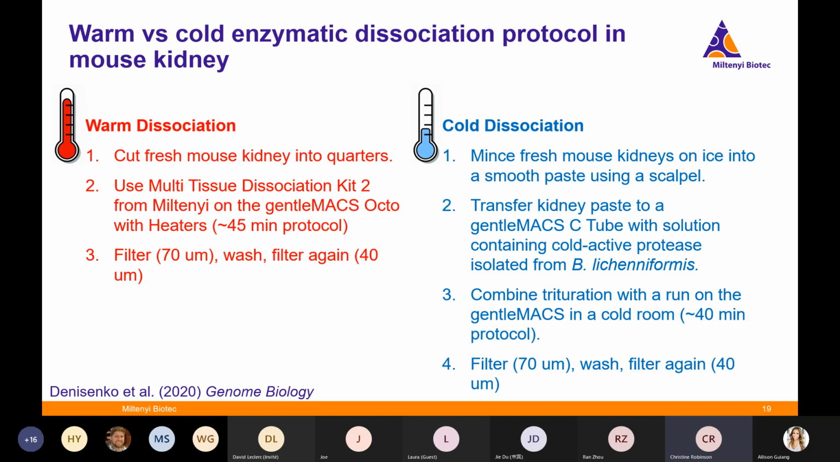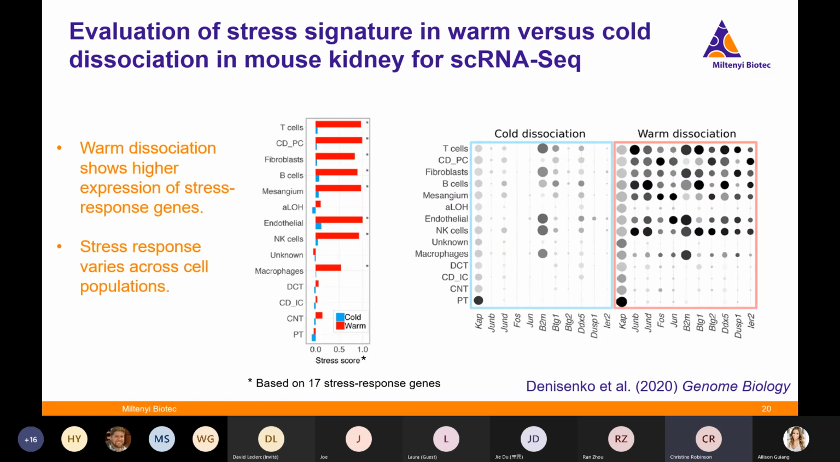So on the next slide, we can see that a longer protocol and potentially lower cell yield might be a fair trade-off if you're able to maintain your tissues at 4 degrees to inhibit transcription during dissociation. So the authors looked here at 17 different stress response genes, and what they found was that expression was higher in the cells that went through warm dissociation compared to cold.